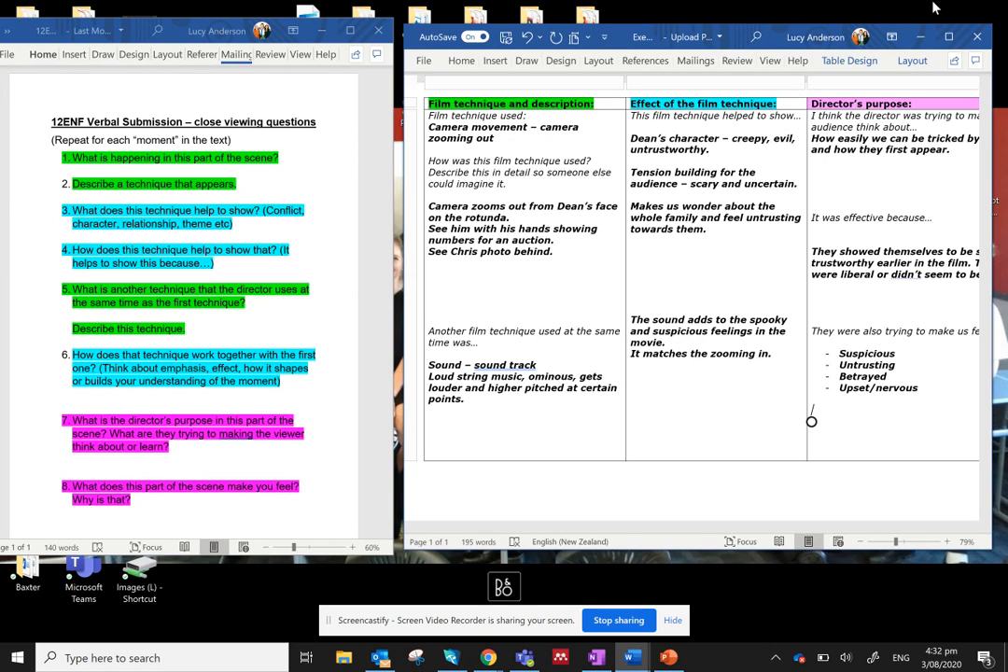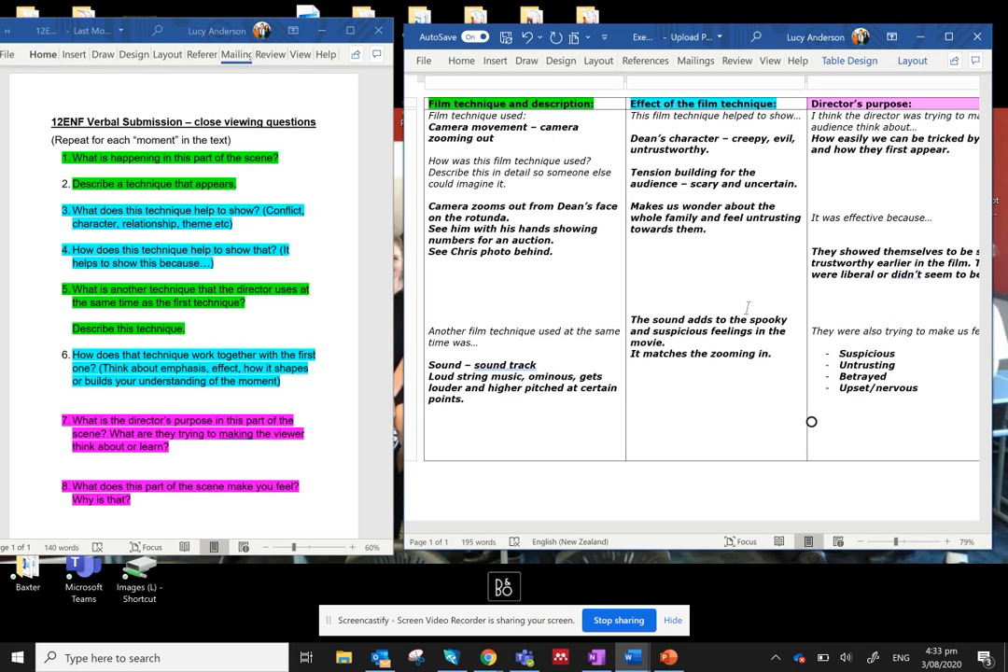What does this technique help to show? This is where I take it from my middle column. This helps to show Dean's character. Firstly, it shows that he's kind of creepy and evil and untrustworthy because he is doing the gestures and he is selling Chris. But the zoom helps to show that because it builds this tension, because it's really slow the way that it zooms out. So it kind of builds mystery.